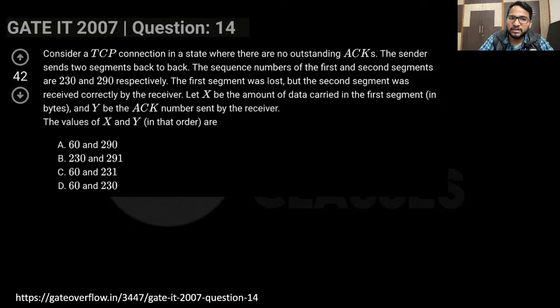So let's see this question. Consider a TCP connection in the state where no outstanding ACKs are there. The sender sent two segments back to back. The sequence numbers of the first and second segments are 230 and 290. So this is 230 and another sequence number is 290. They are sending two segments back to back. The first segment was lost. Yeah, this is going to be an interesting question. But the second was received successfully.